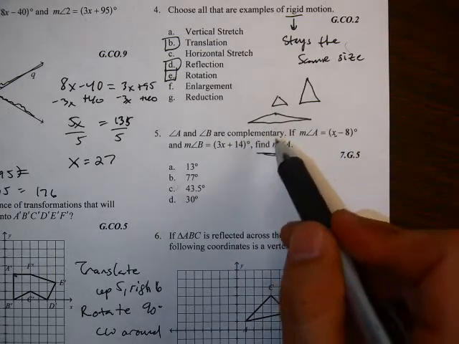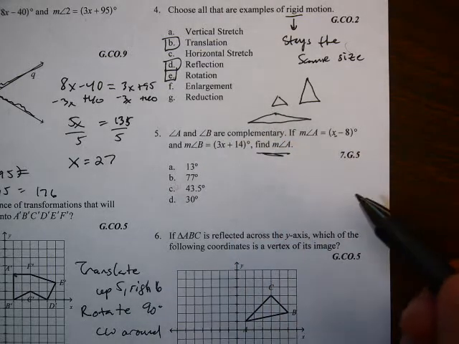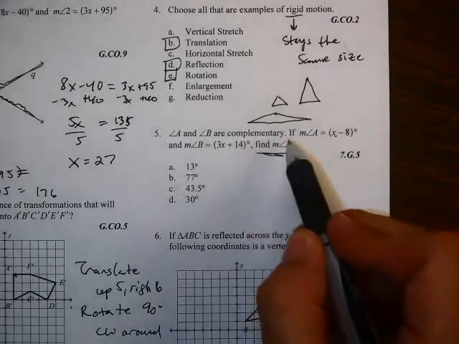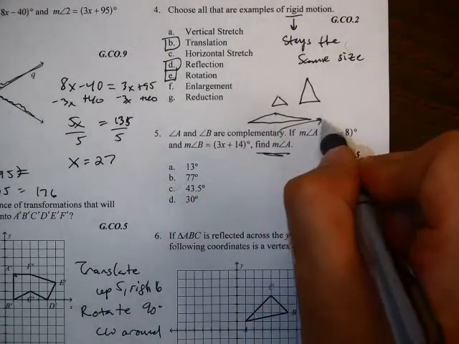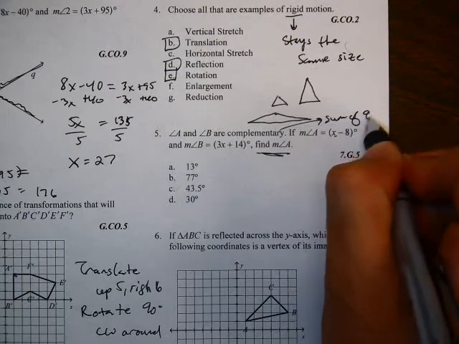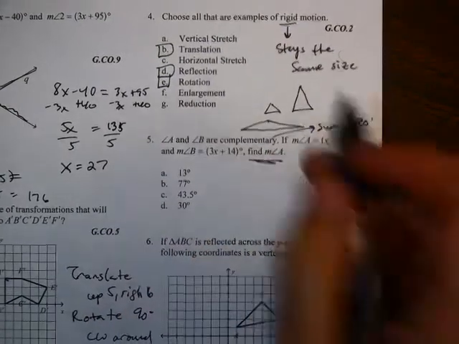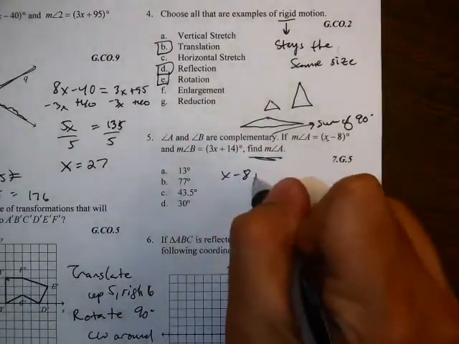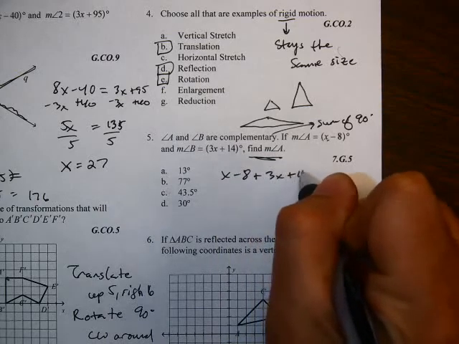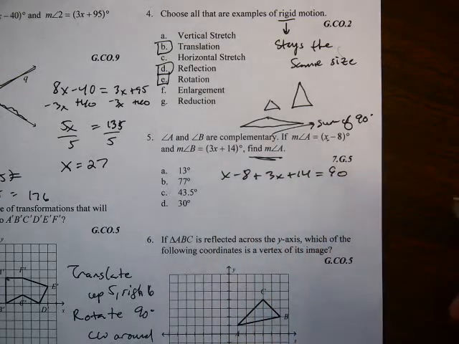Complementary, we have to remember, means they have a sum of 90 degrees. Supplementary is 180, complementary is 90. So this is, again, sum of 90 degrees. So I'm going to take the x minus 8 plus 3x plus 14 and put that equal to 90.